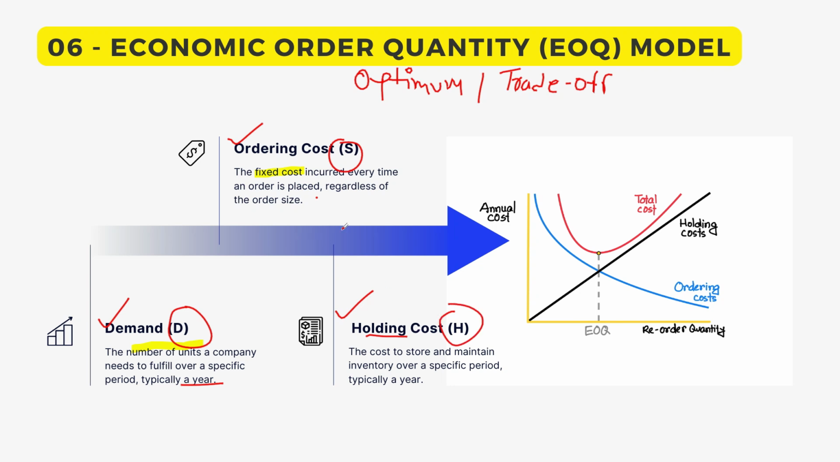So last is holding cost, the most important component of EOQ. It is the cost to store and maintain inventory over a specific period of time, that is typically a year. This can include, let's say, warehousing, insurance, depreciation, and the list goes on and on.